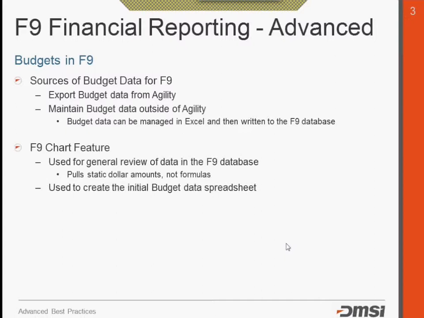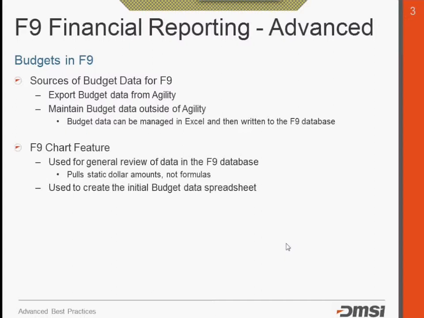But when people have F9 and do their financial reporting in F9, they will generally maintain their budget data outside of Agility in an Excel spreadsheet. From that spreadsheet, you manipulate your budget numbers, and when you're satisfied with them, you use the budget write-back feature and push that information into the F9 database, and then at that point, your F9 formulas in your financial statements can pull that data from the F9 database.